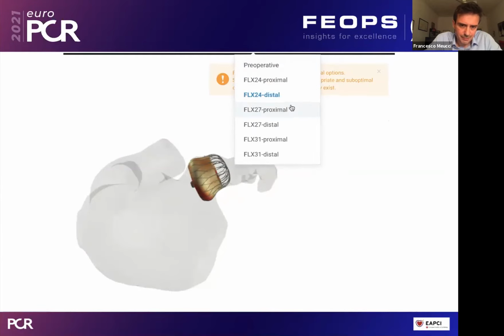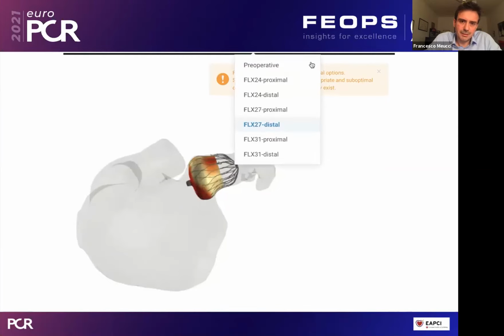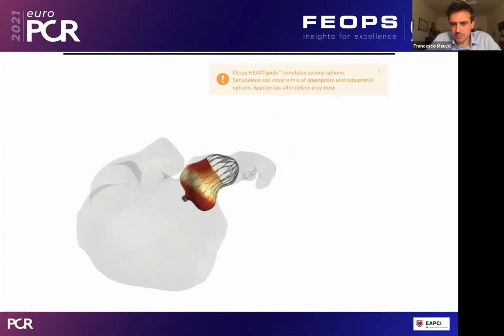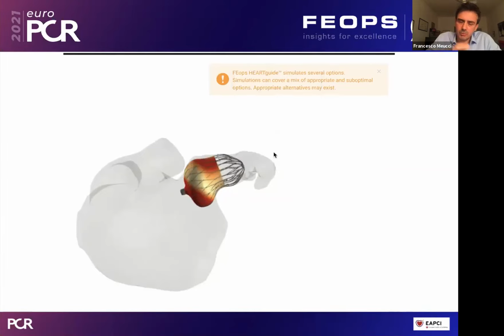The 27, if I have to comment, proximally positioned, is a little bit prolapsing. The 27 distal is maybe the best position and the best device. The 31 is definitely too big because it's prolapsing too much inside the left atrium. And this is, again, a first look and a first impression.